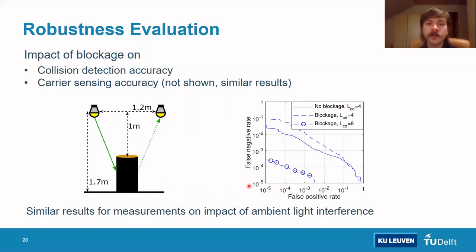The right figure shows the measured false positive and false negative rate for the collision detection. The solid blue line is without blockage and the dashed line is with blockage. As you can see, the blockage increases the false positive and false negative rate. However, as you can also see on the curve with the circles, the false positive and false negative rate under blockage can easily be decreased by increasing the number of samples that are used in the collision detection mechanism. We performed a similar experiment for the robustness against ambient light interference and obtained similar results.